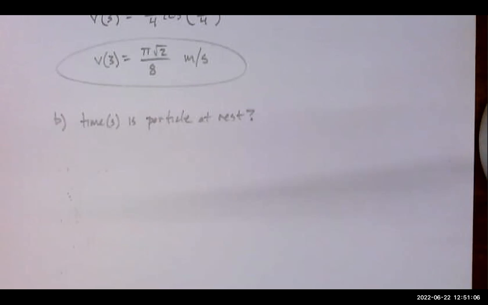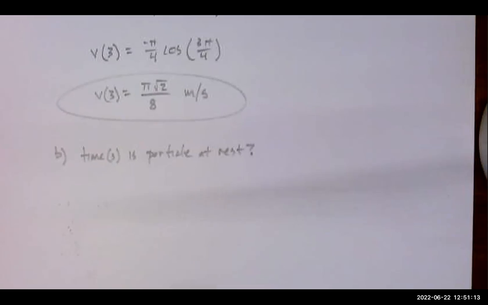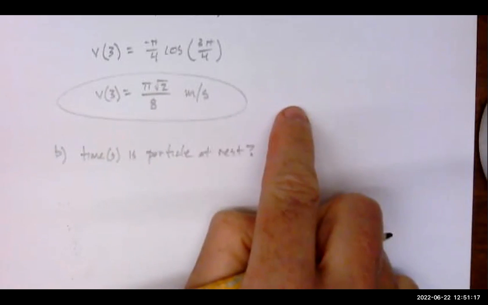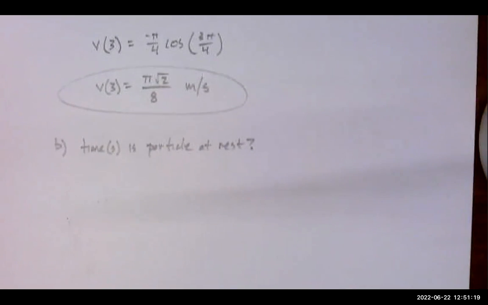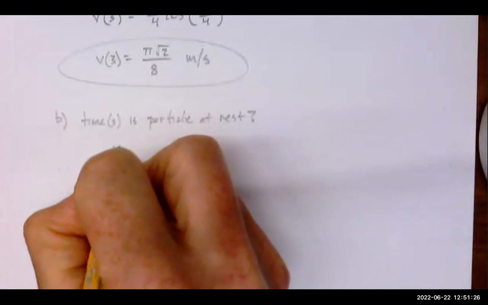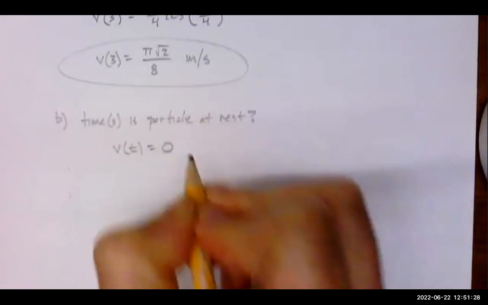So we're thinking, it's moving along the straight line. Sometimes it's moving right. Sometimes it's moving left. We can even see it here at 3 seconds. It's moving in the positive direction. So we could think of it as moving to the right, if it's like a number line. When is it at rest? The particle would be at rest when the velocity is equal to 0.